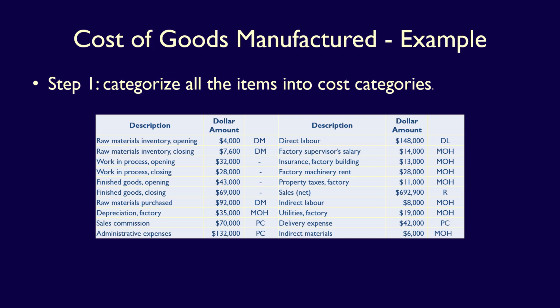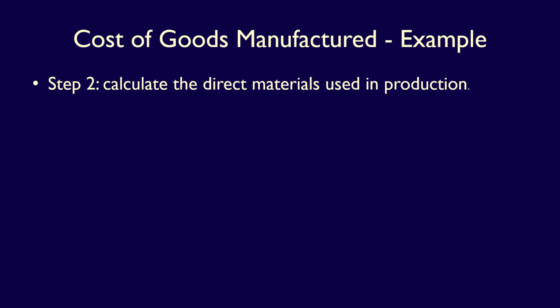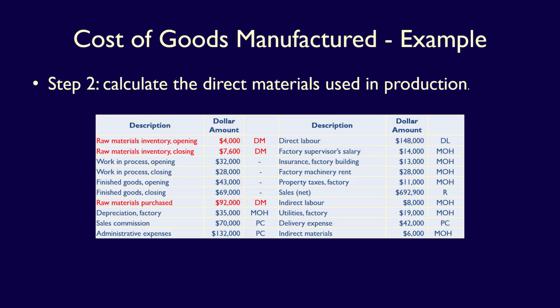Done. We've now categorized all of the items into cost categories and can move forward with step 2, calculate the direct materials used in production. But why? Because direct materials are part of the cost of manufacturing a product, and we have to determine how much of the materials are actually used in production during the period. Keep in mind that I'm going to be using the information from our listing, so make sure you keep it handy so you know where all the numbers are coming from.